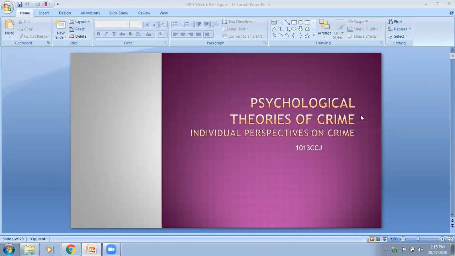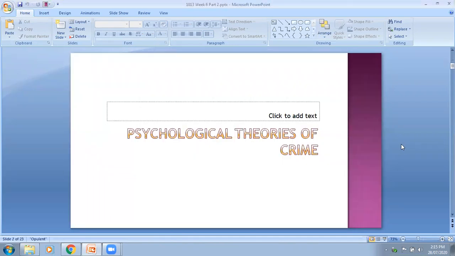Okay, so welcome to part 2, and this is where we're going to go through some of the theories. So I discussed labelling theory, but labelling theory is actually more of a sociological theory as it is society and other people that label them. But what is a psychological theory of crime?